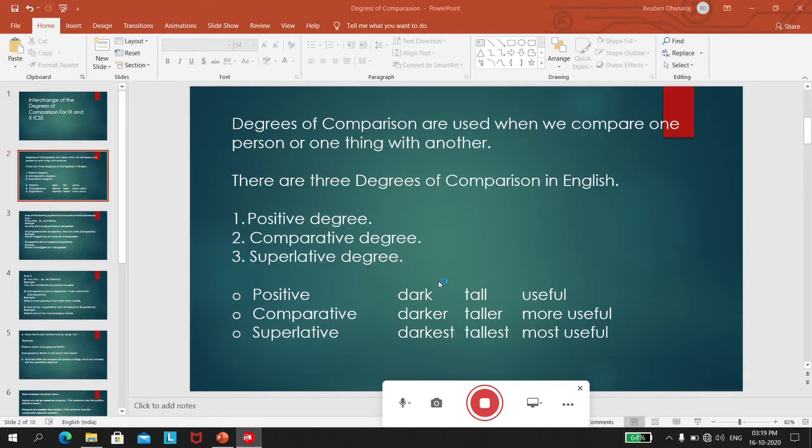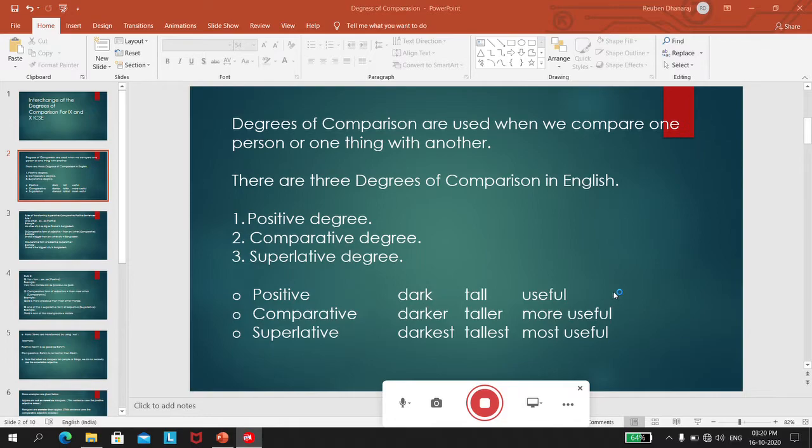Degrees of comparison are used when we compare one person or one thing with another. There are three degrees of comparison in the English language. Number one is positive degree, number two is comparative degree, and number three is superlative degree. So, what is positive degree?